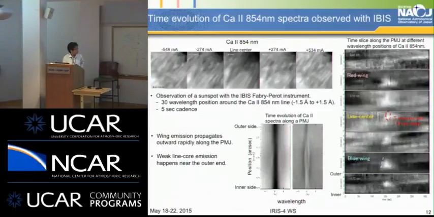And finally, near the outer side of the jet, we can see the core emission slightly. So it also suggests that some propagation happens. At first we can see the enhancement at the outer wing, then after 5 seconds or 10 seconds we can see the core emission, so it reaches the upper chromosphere.